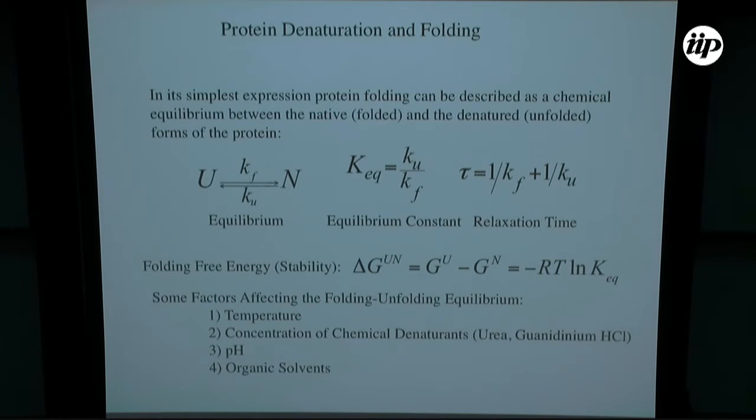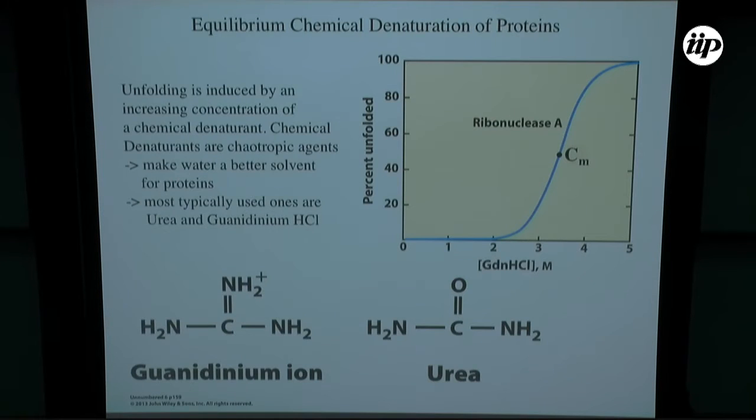I won't talk about these things, but it's also possible. Okay, so then if we think about chemical denaturation now, basically the way to do this is you use a chemical denaturant. And here are the two most commonly used ones. I'm sure you all know this, so I'm not going to spend much time here. So you have urea and guanidinium hydrochloride.